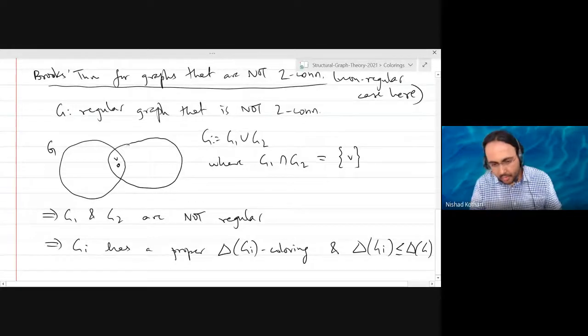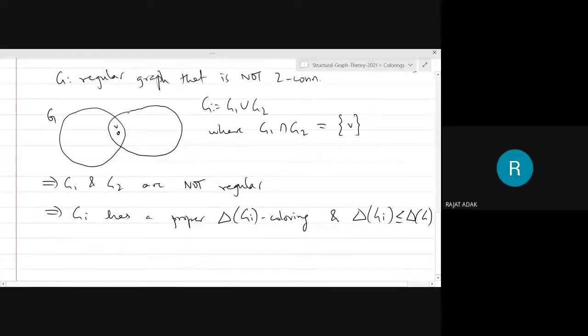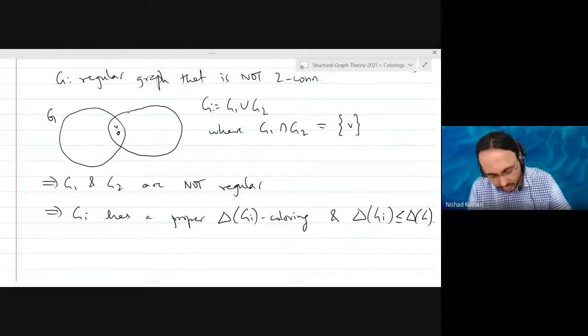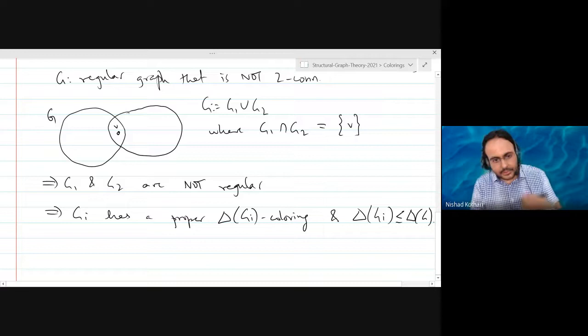Exactly. How would you do that? Because X is the only common vertex between G1 and G2, right? V is the only common vertex. So we can make sure that we consider colorings of G1 and G2 where V gets the same color, right?